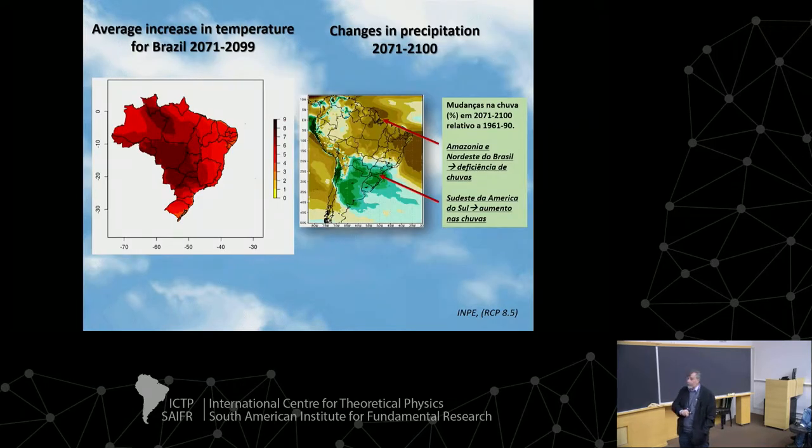If you go into more detail, at INPE, the INPE team does what we call downscaling of these global models, assimilating this data into much higher resolution models, and does more reliable temperature forecasts. And this is the result. You see that, for instance, the central part of Brazil can heat up by 6.5 degrees. So that's a huge change.